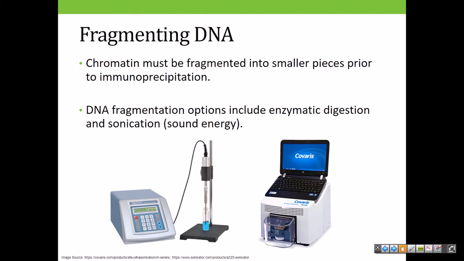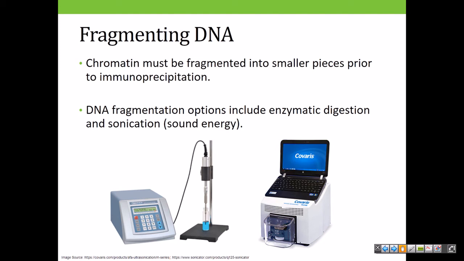Okay, so you've lysed your cells, now it's time to fragment the DNA. Chromatin must be fragmented into smaller pieces because in order to pull your proteins bound to DNA out of solution, it can't be in a large hunk. You have to have small, easily bindable pieces. So to do this, you can do it enzymatically with a micrococcal nuclease, but I choose to do it through sonication, which is using sound energy to break up the chromatin into smaller fragments.